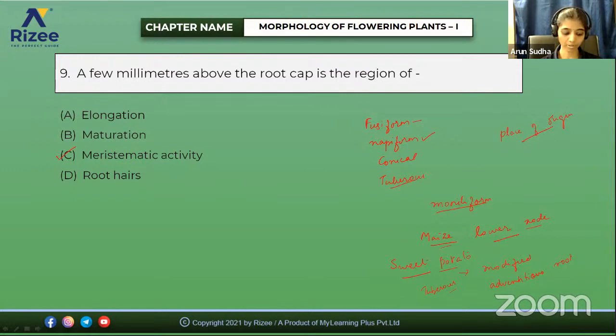Then stilt roots occur in groundnut, rice, sugarcane, or wheat. The correct option is sugarcane. Okay, so I hope you are clear with the thing, right? So under root, we discussed many questions also. So hope it will be useful for you. And yeah, any doubts?